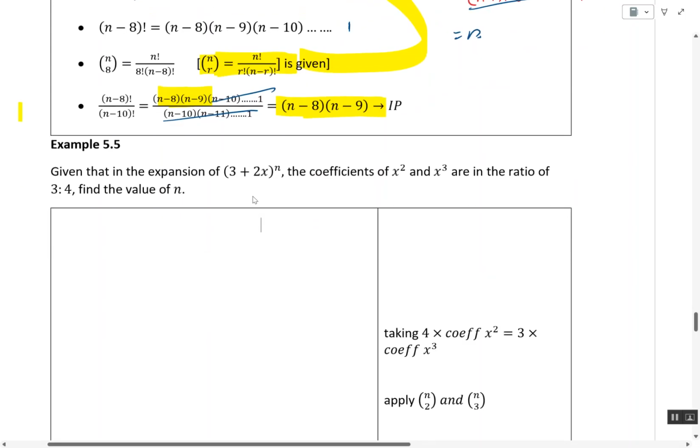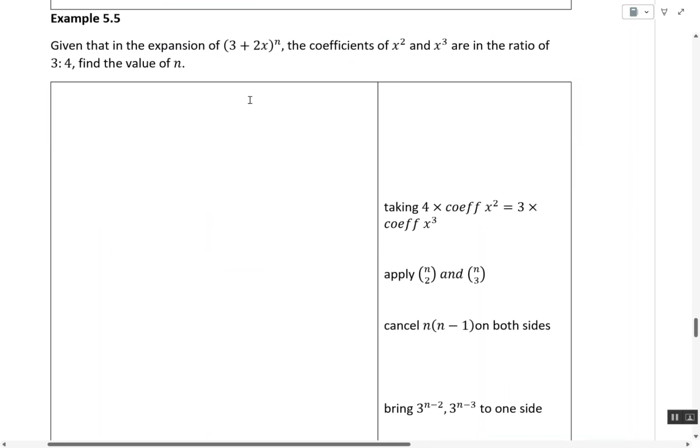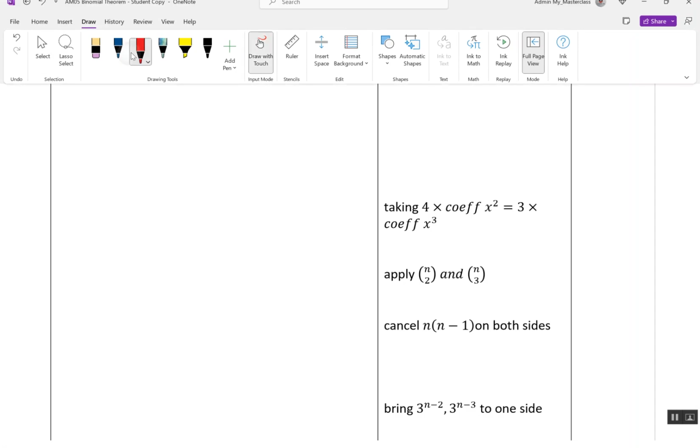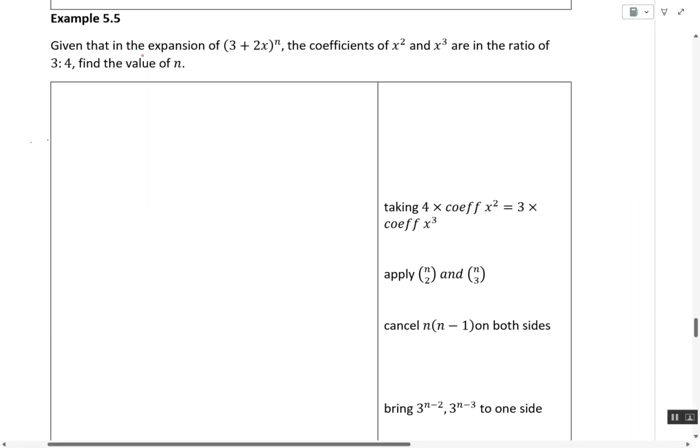So let's apply it to the question below. Now they give you an unknown n, where in these expansions, the coefficients of x squared and x cubed are in the ratio of 3:4. Meaning, if I write it out as a fraction, which is just another form of ratio, the coefficient of x squared over the coefficient of x cubed equals 3/4. And when you cross multiply, 4 times the coefficient of x squared will give me 3 times the coefficient of x cubed. This is what I derived from this expression here.